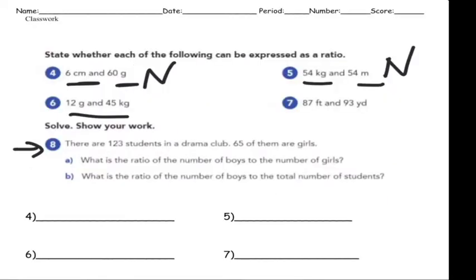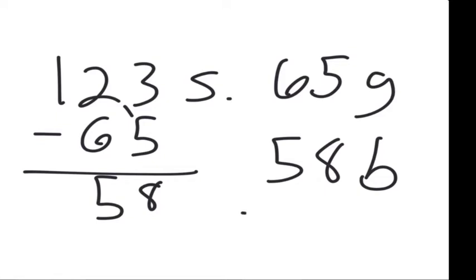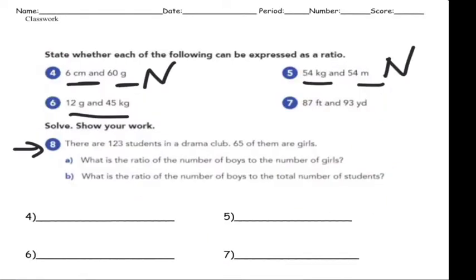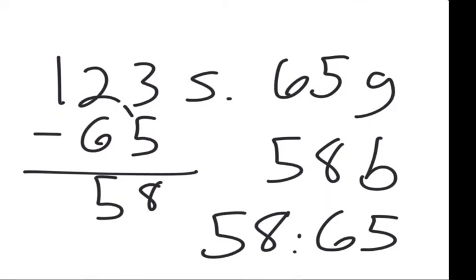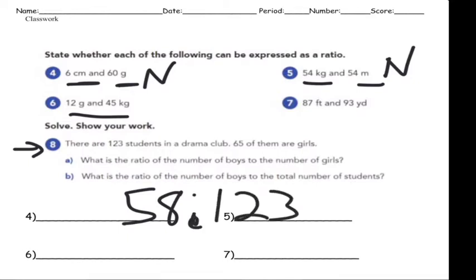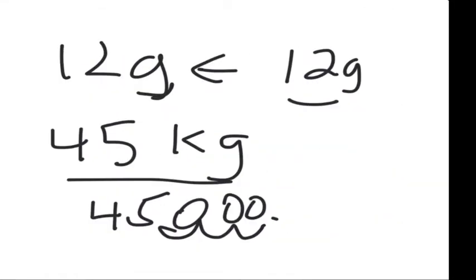It says, what's the ratio of boys to girls? Boys is 58, girls is 65, so it'd be 58 to 65. Then it says, what is the ratio of the number of boys to the total number of students? Boys, again, are 58, so it'd be 58 to 123. Remember the 2 dots you need, which looks like a colon. Okay, so let's move on to the next part.